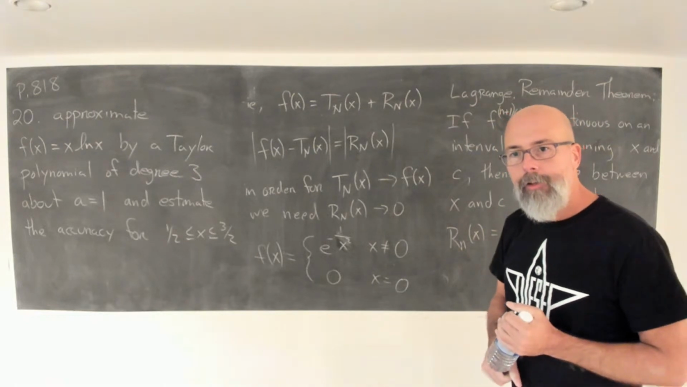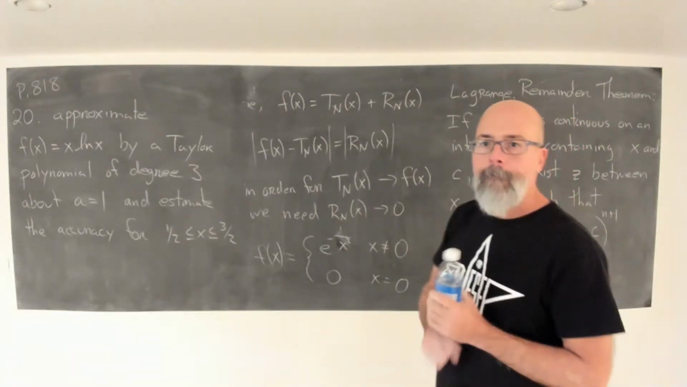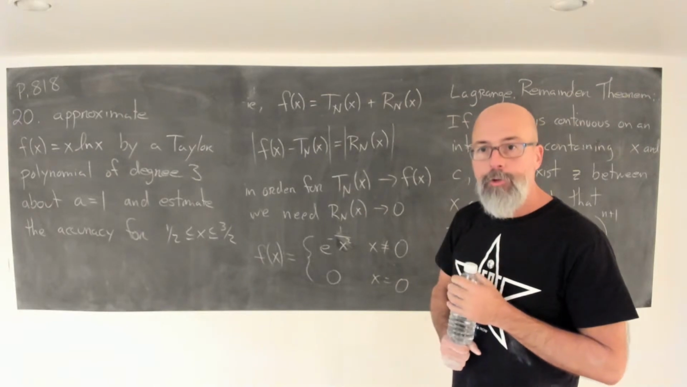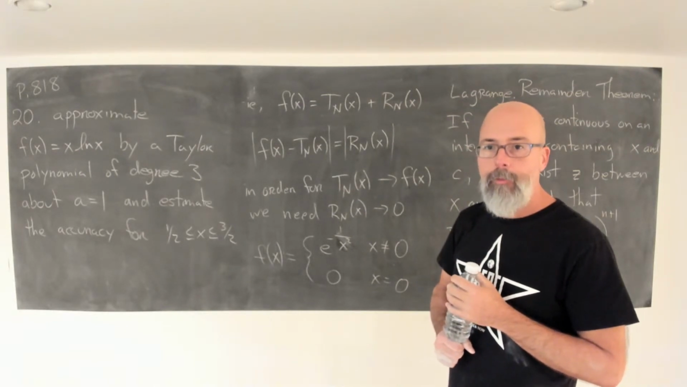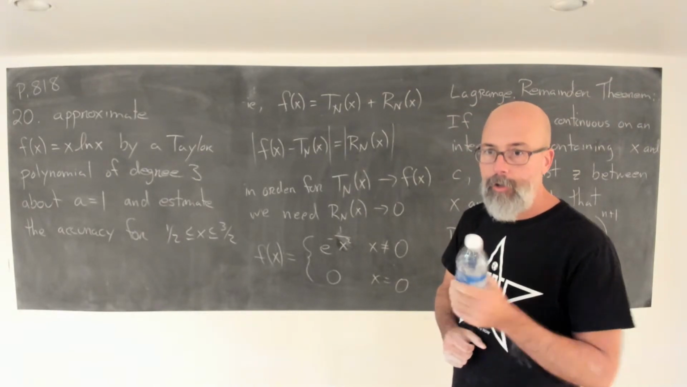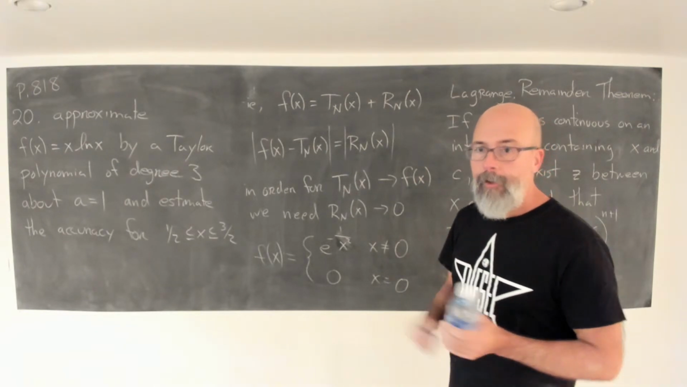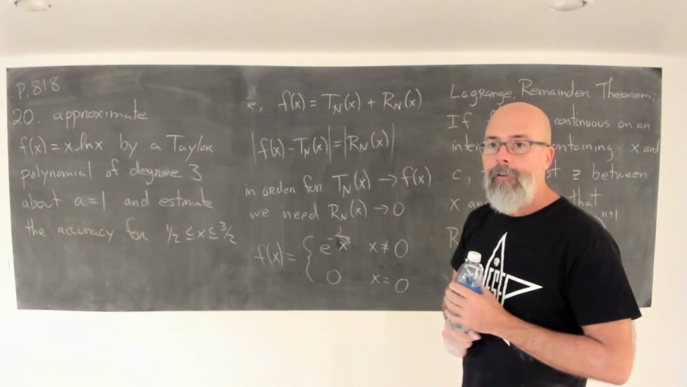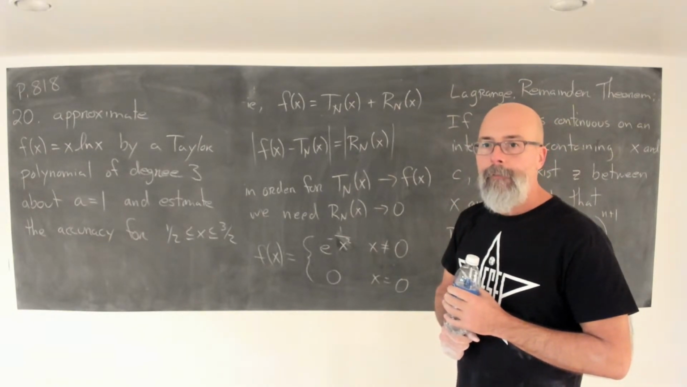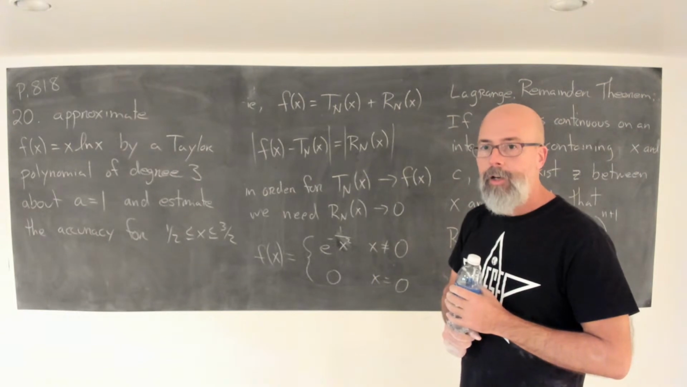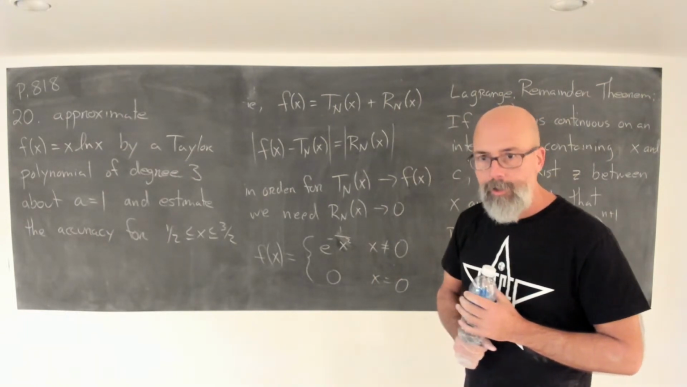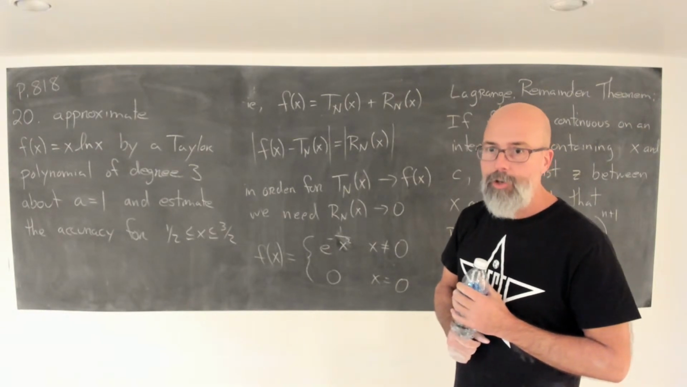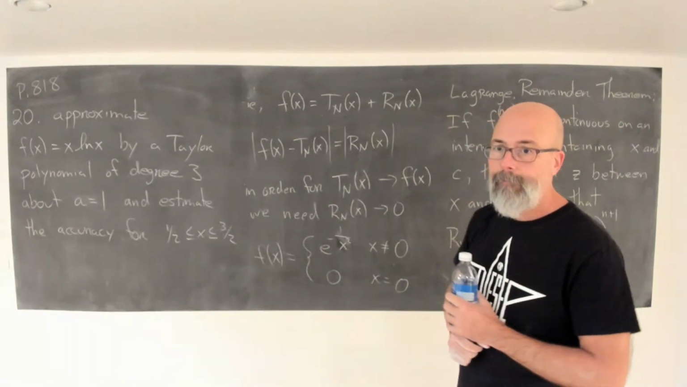The conclusion is that R of x rarely does not converge to 0. Exactly that. And if it does not converge to 0, then the Taylor series is not equal to f of x. Exactly that.